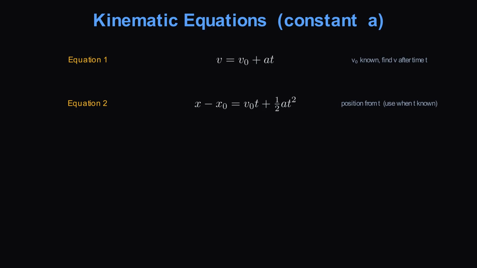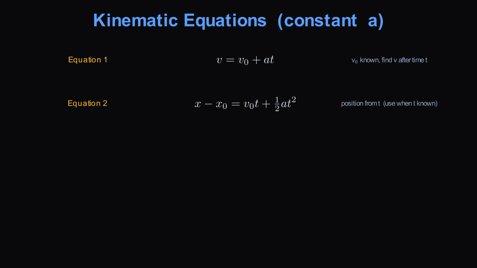Under constant acceleration, four equations completely describe all possible motion. These are sometimes called the kinematic equations, or the SUVAT equations in some textbooks. Let us define the variables clearly. The initial velocity is v0. The final velocity is v. The constant acceleration is a. The displacement from the starting position is delta x, which equals x minus x0, and the elapsed time is t.